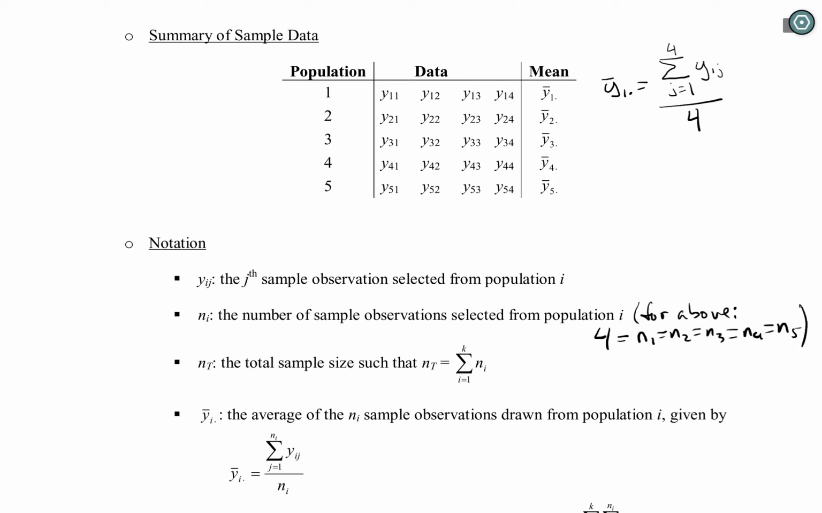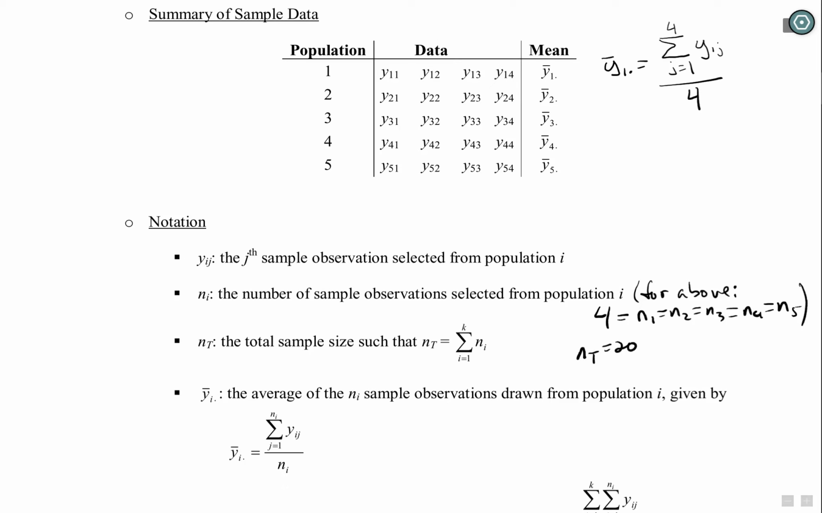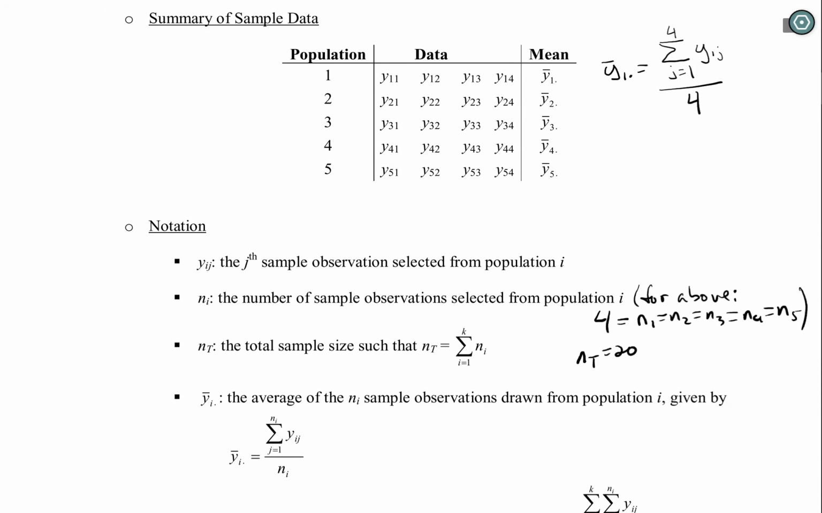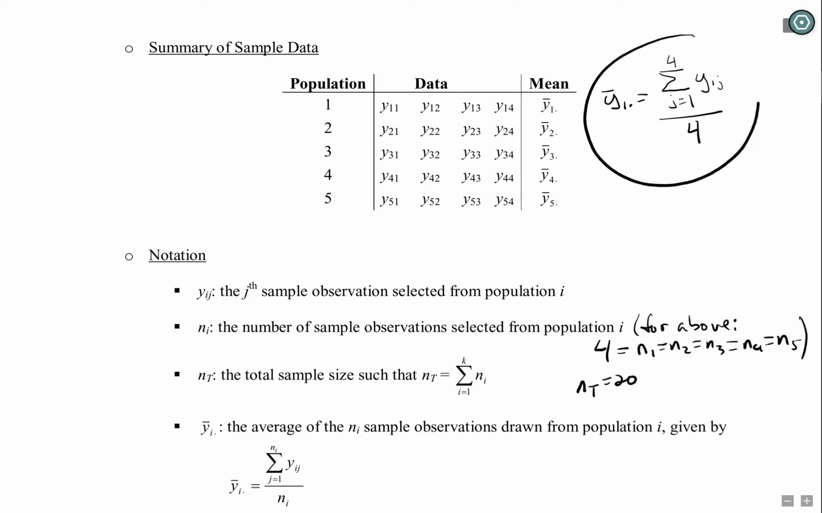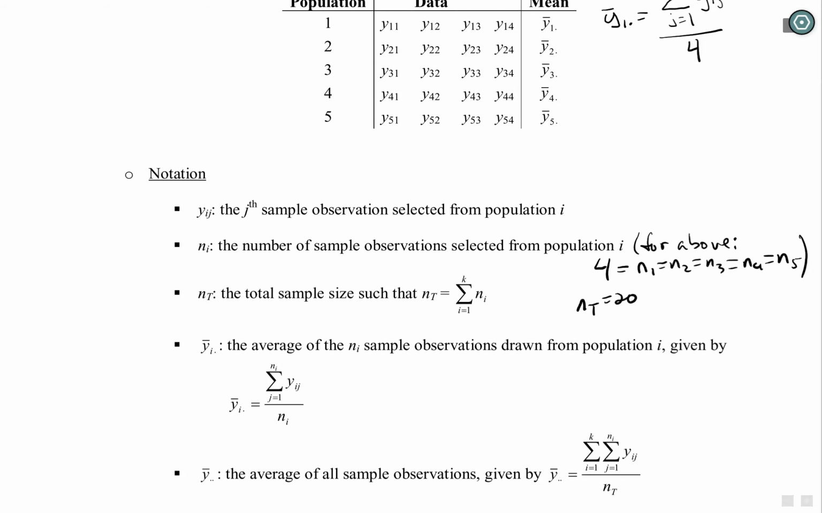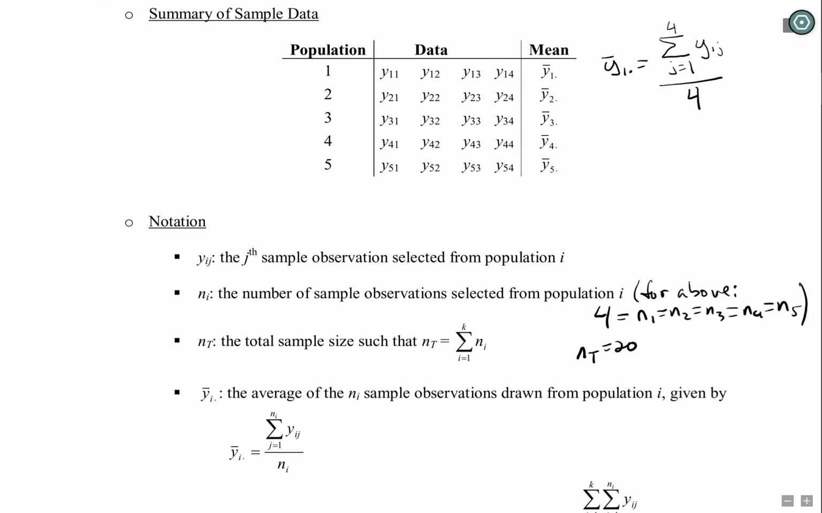Okay, NT is the total sample size, and so for above, the total sample size would be 20. Okay, and yi dot bar is the average of the Ni sample observations. And we reflected that in particular for the first sample here, but we could have that for the third sample, the fourth sample, the fifth sample, and in general the ith sample given by this expression here. And so for example, y4 dot bar is the sample mean again of those 4 values there.